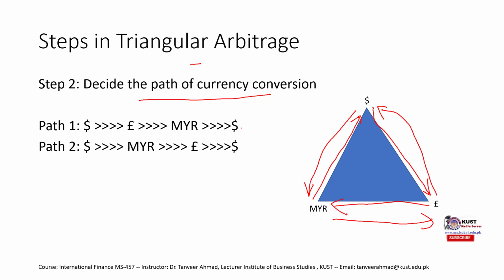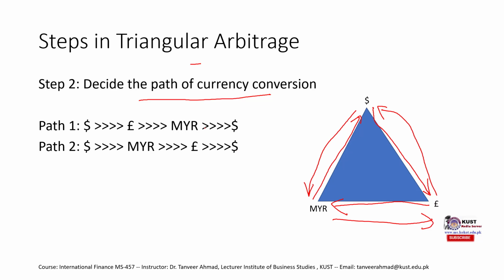Now the question is, which path should we choose? Either we choose path 1 or path 2. Only one of these 2 paths would give us profit. The other path would always lead towards loss. Now there are 2 ways to choose between these 2 paths. One is the trial and hit method.